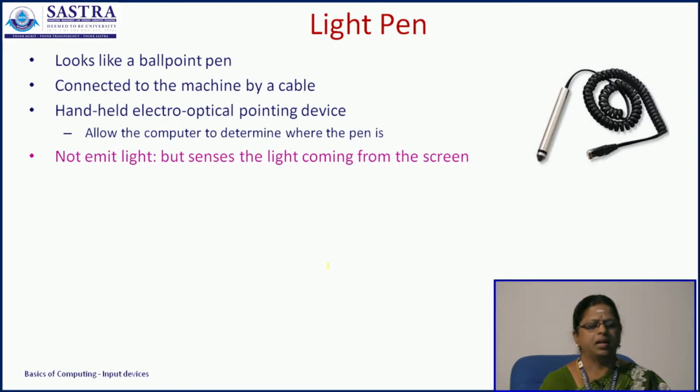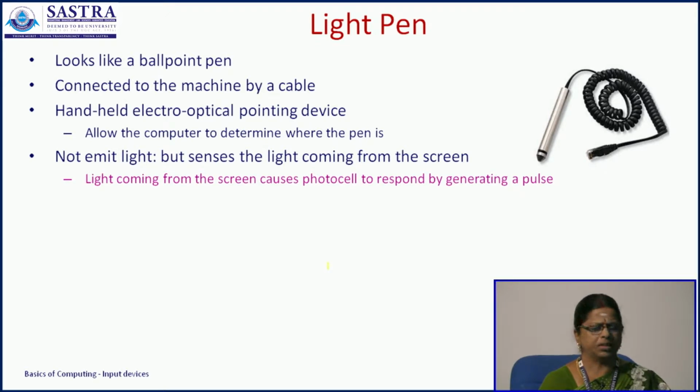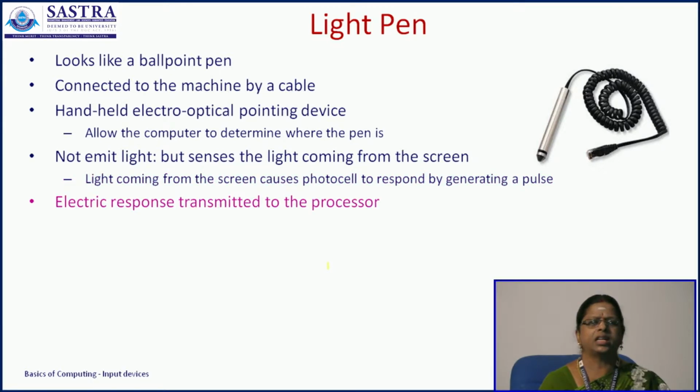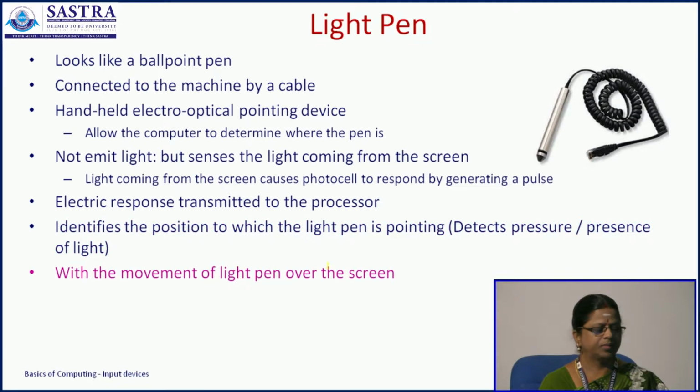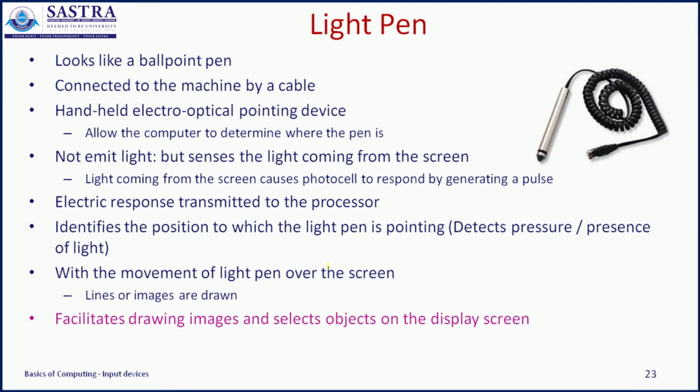It doesn't emit light, but it senses the light coming from the screen. Light coming from the screen causes the photocell to respond by generating a pulse. The electric response is transmitted to the processor and it is identified to which point the light pen is pointing. It is detected based upon the pressure or the presence of light. With the movement of light pen over the screen, we can draw lines, images, and we can also select objects on the display screen by directly pointing the objects with the pen.